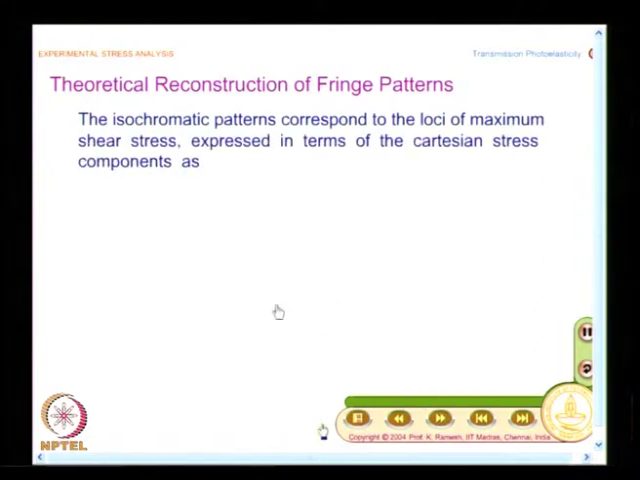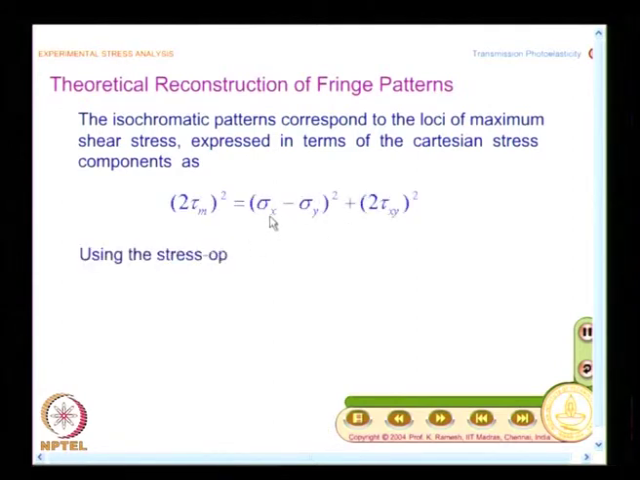And we know what these isochromatic patterns correspond to. They correspond to loci of maximum shear stress expressed in terms of the Cartesian stress components as (2 tau m) whole squared equal to (sigma x minus sigma y) whole squared plus (2 tau x y) whole squared. Note the difference, this is in-plane shear and this is maximum shear stress.